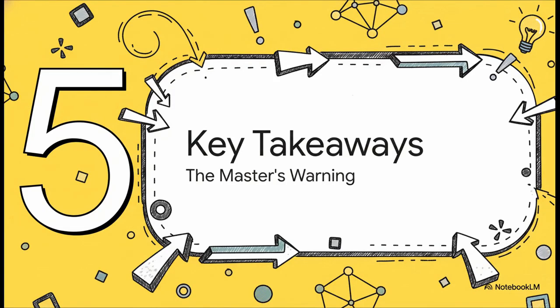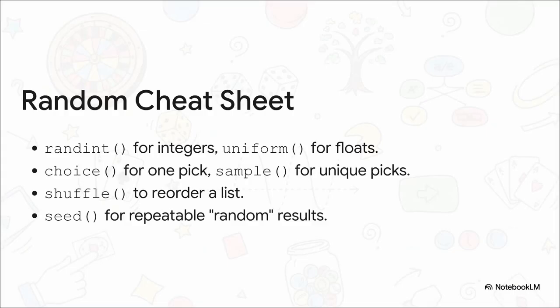We've covered a lot of ground, so let's quickly recap the most important bits. And then I've got one extremely important warning before we wrap this up. Here it is, your cheat sheet. If you need a random integer, grab randint. For a float, use uniform. For picking just one thing, choice is your best friend. For picking several unique things, you want sample. To mix up a list, shuffle it. And remember, if you ever need your random results to be the same every time for testing, use seed.